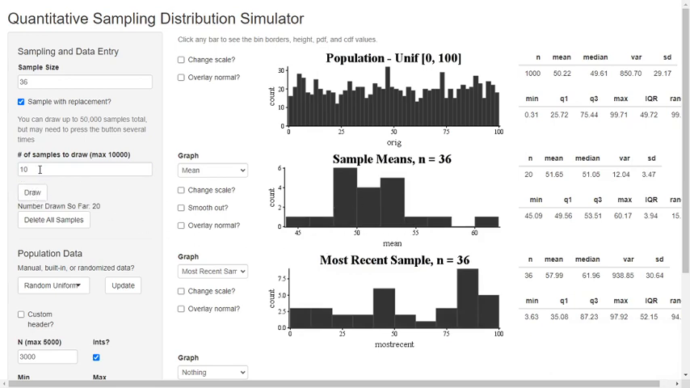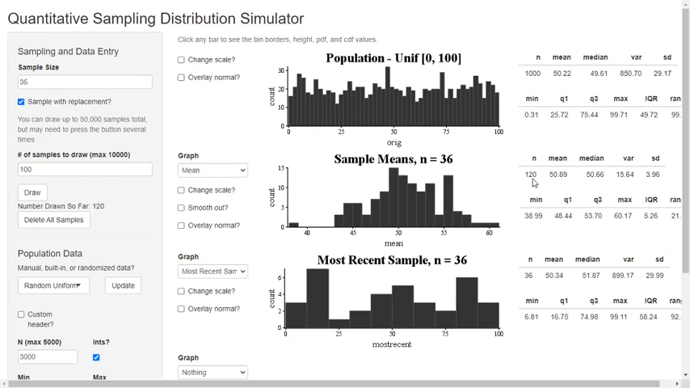Let's do 100 at a time. So I'm now up to 120 samples. Oh, now they're really clustering. But is that really normal? Well, that's only 120 samples. If I overlay a normal curve, no, that's not even close.